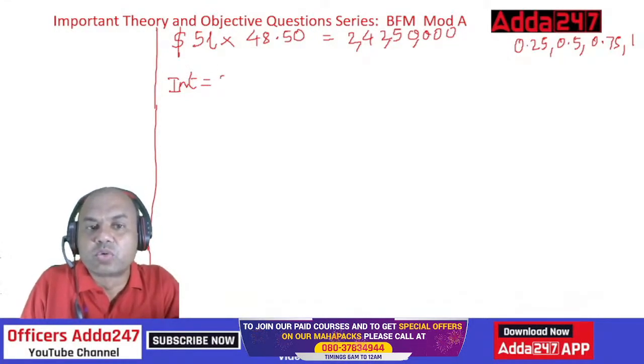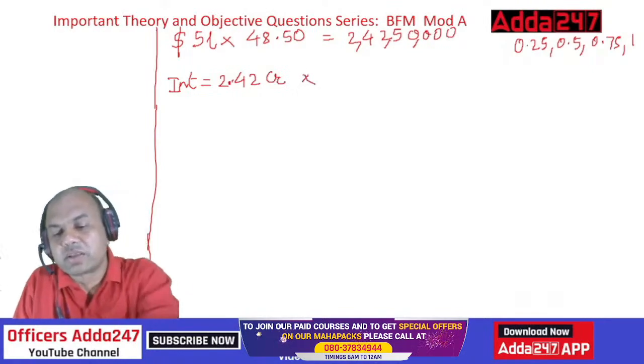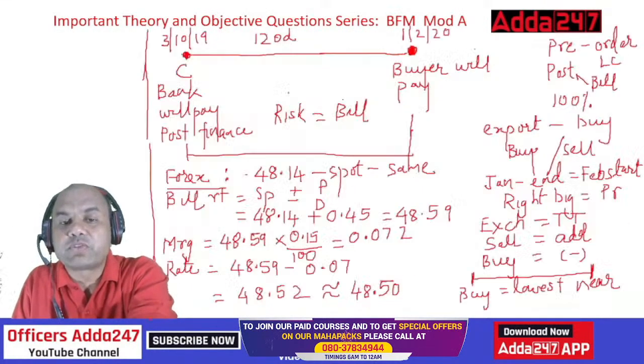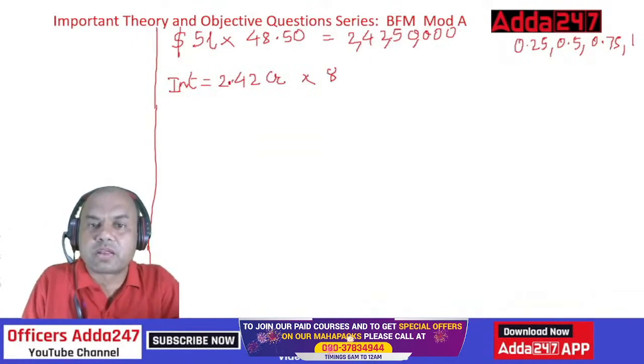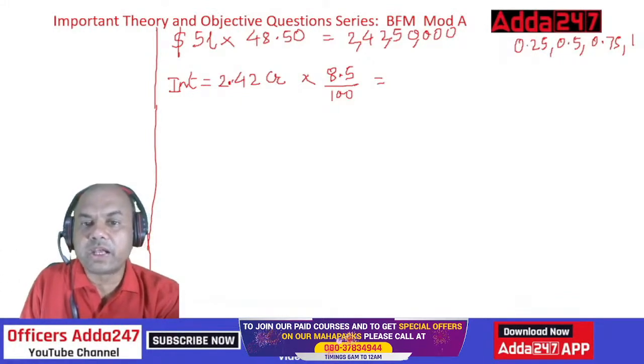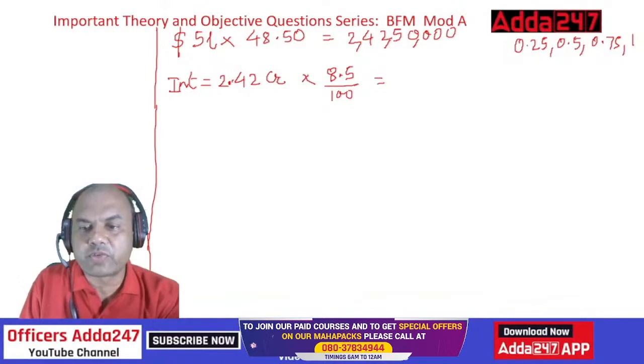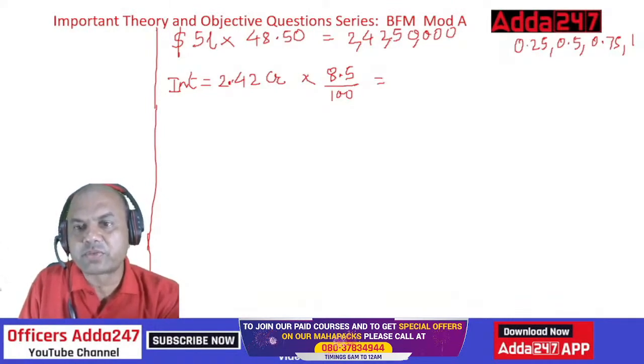This I'll just write now as 2.42 crores because it is very big. 2.42 crores into, right? And what is this percentage? 8.5%, right? So 8.5 upon 100. This is my interest. Calculate it again. So what is the amount you are getting? Into 8.5. 8.5 means how much? 0.085, right? So it is 2061250.